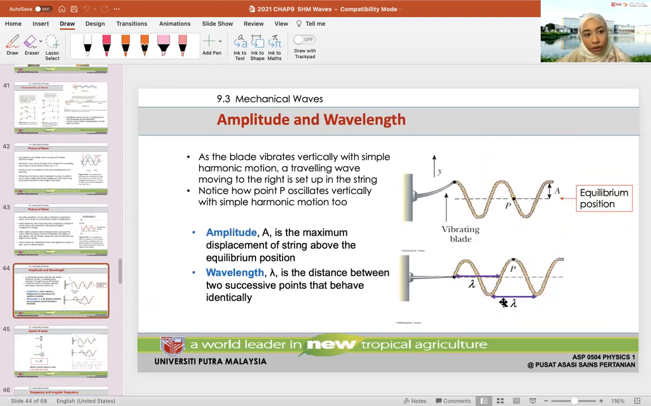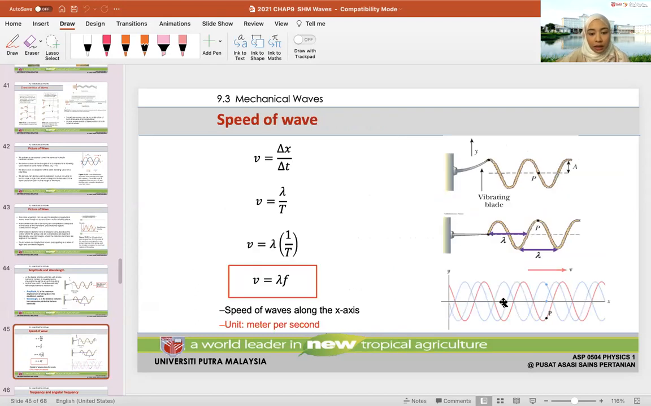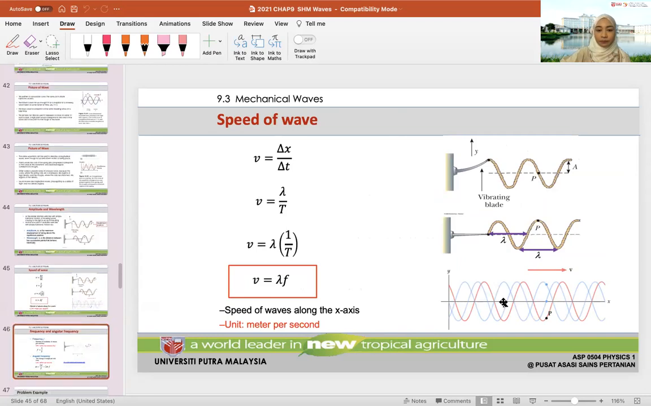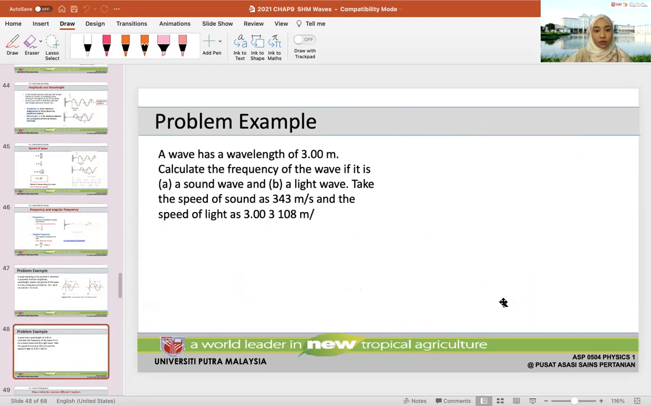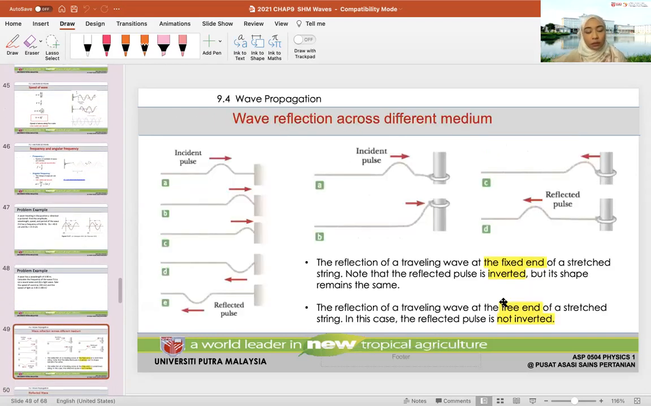Okay, and then we talked about what amplitude is. Amplitude is the maximum displacement from the equilibrium position. And what is wavelength? Wavelength is the distance to complete one cycle. One cycle is one period, so you achieve it in one period. And from there, we derive v equals lambda f. So that is it so far. Okay, so now we're talking about wave reflection across different mediums.